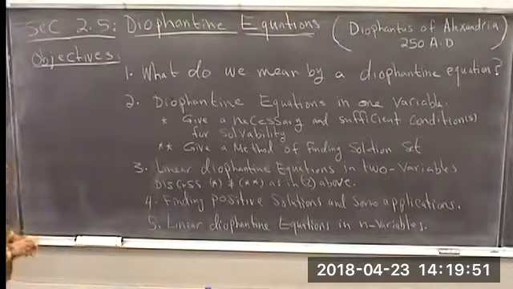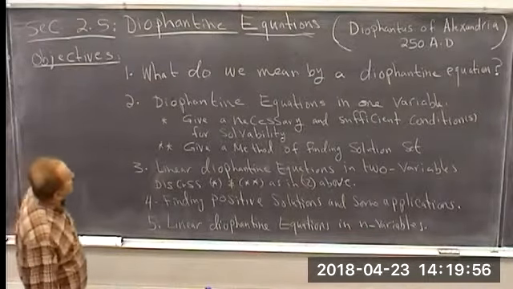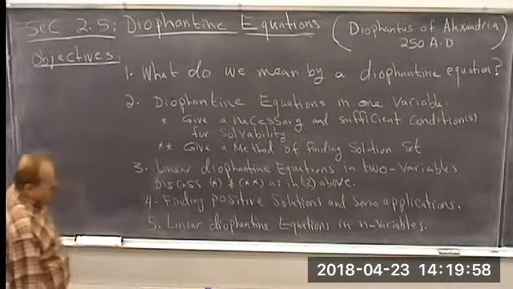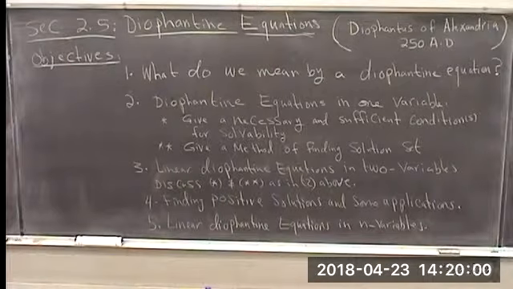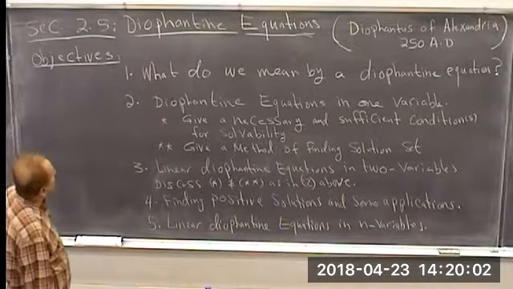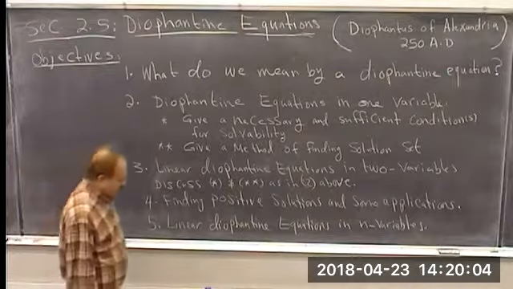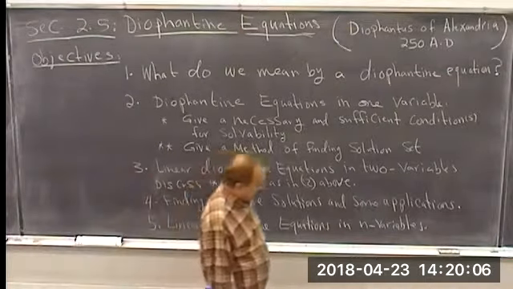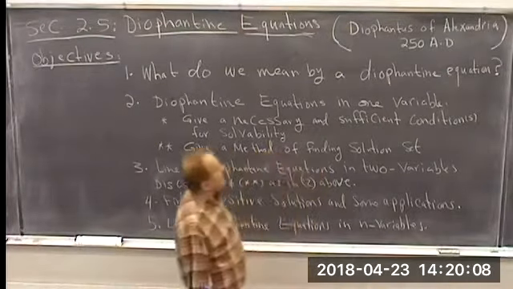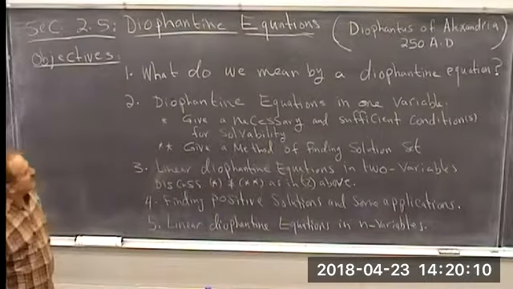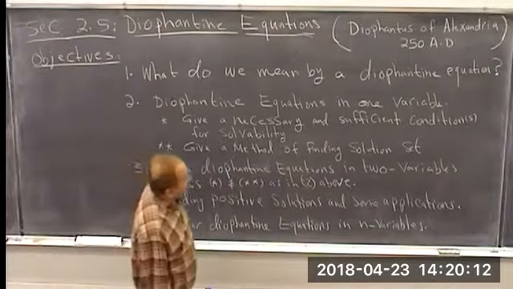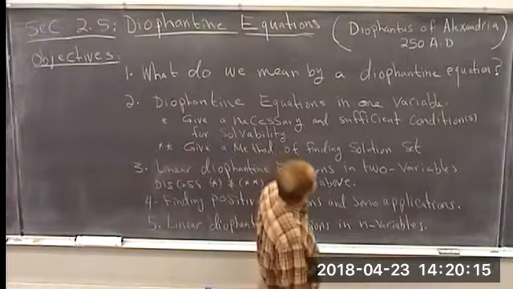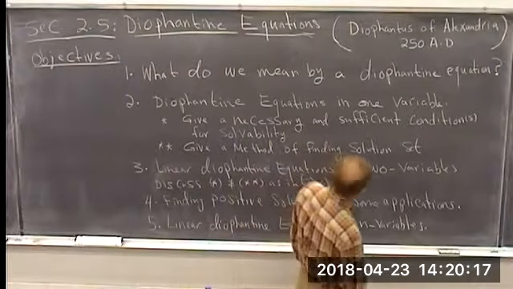Okay, so we're going to get started on section 2.5. In this section, we're going to be talking about a special type of equations referred to as Diophantine equations. These equations are given in several books written by Diophantus of Alexandria, who lived about 250 AD.